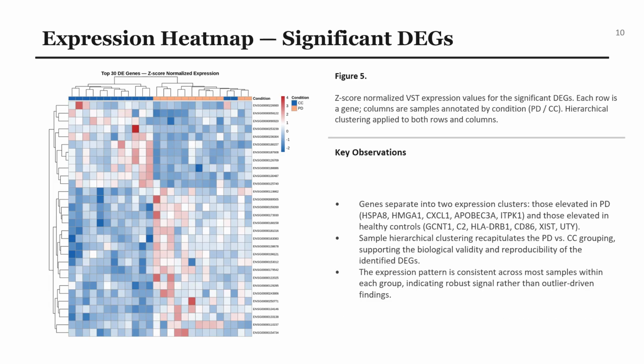The heat map displays the Z-score normalized expression values specifically for the 11 significant DEGs. The hierarchical clustering clearly separates the genes into two blocks: those elevated in Parkinson's, like HSPA8 and HMGA1, and those elevated in healthy controls, like GCNT1 and CD86. The consistent expression pattern across most samples within each group demonstrates that our findings are robust biological signals and not just outlier-driven artifacts.